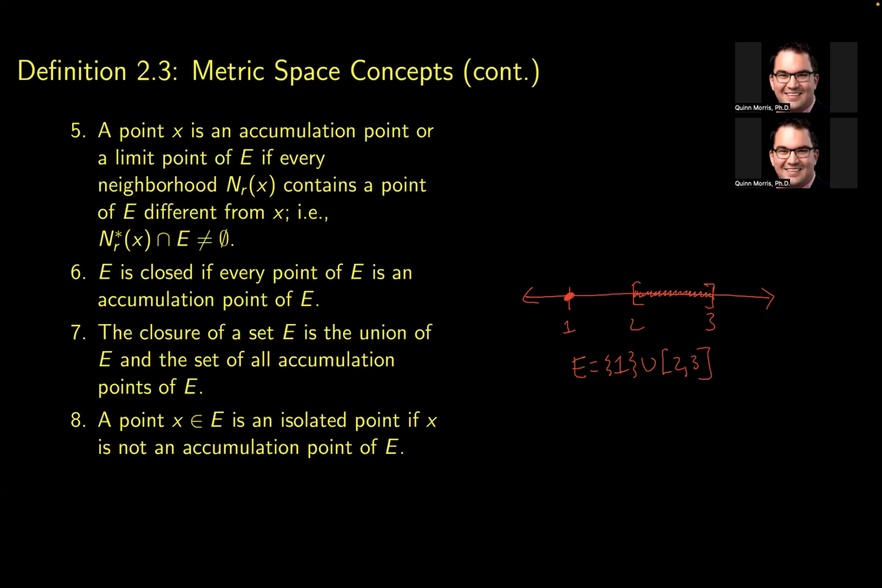Okay, why is it an isolated point? Well, it's not an accumulation point. Why is it not an accumulation point? Well, take, say, the neighborhood of radius 1/2. The deleted interval does not intersect the set E anywhere. The only place this whole neighborhood intersects is at the actual point. But again, the definition of accumulation point says you need it to intersect at a point different from 1. So the point 1 in that case is an isolated point of the set E.